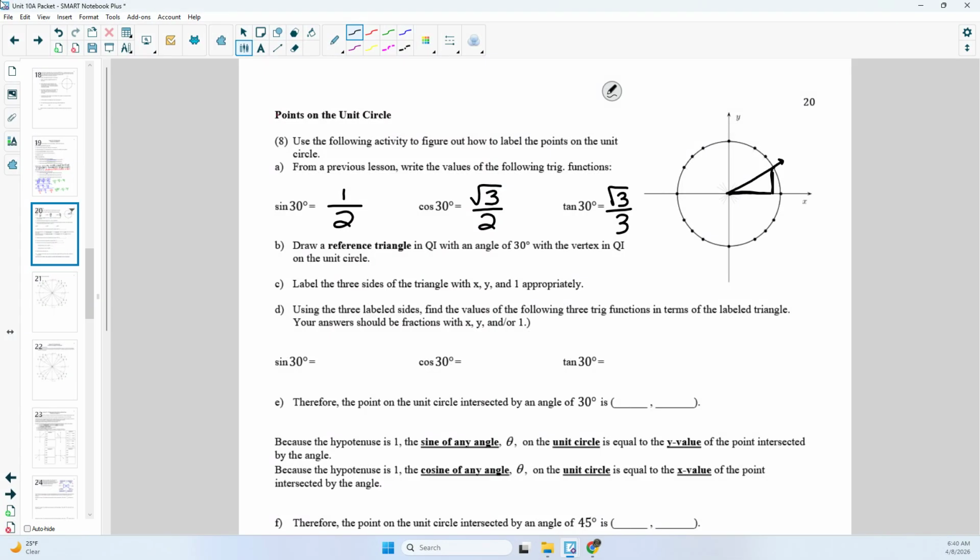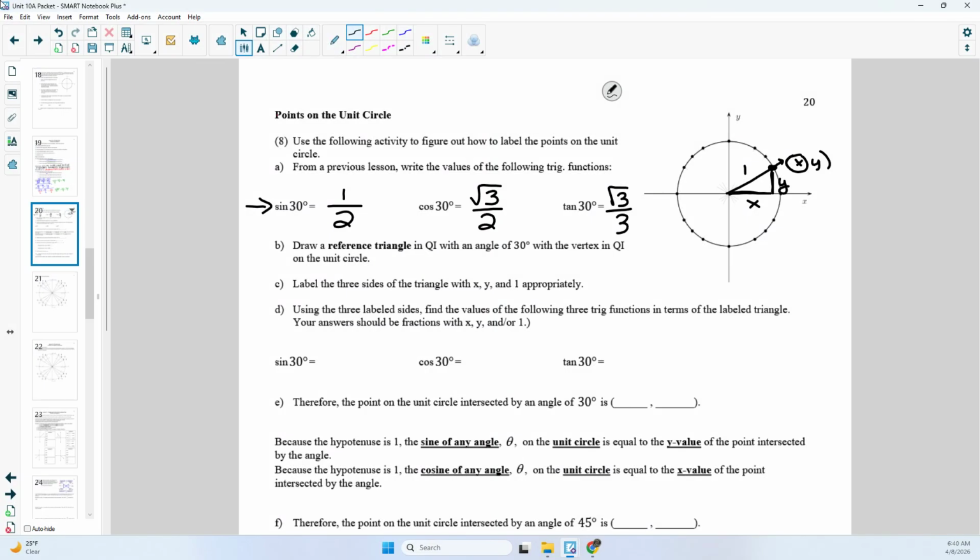We're going to label the three sides of the triangle with x, y, and 1. So x would go here, because this is the x value, and really what we're saying is how does it relate to this point. So the x value of the point is the base of the triangle, the y value of the point is the height of the triangle, and because we're on the unit circle, we have 1 for the hypotenuse.